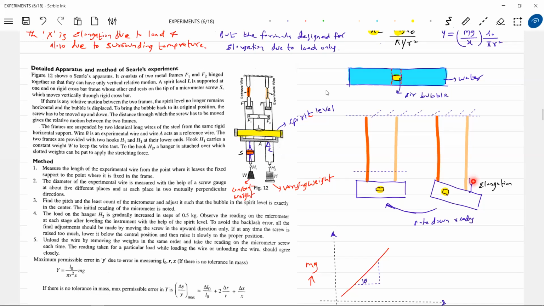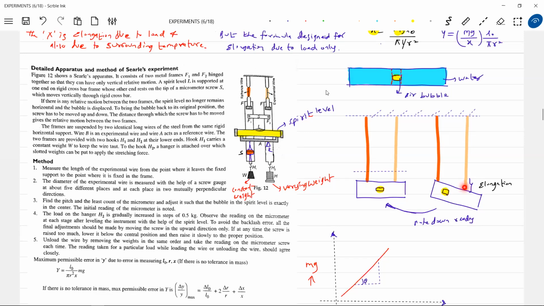How to measure this elongation? For that, I'll make this experimental wire elongate. How much should I elongate until the bubble comes to the midpoint, the reference level, from here to here? Then I note down how much I rotated, and from that I'll come to know the elongation.